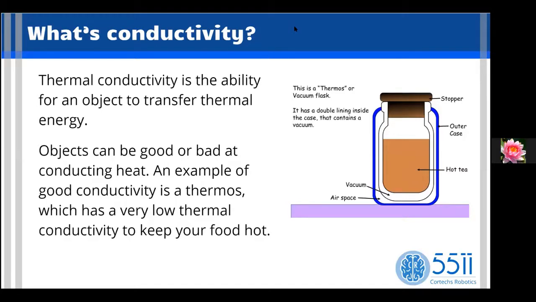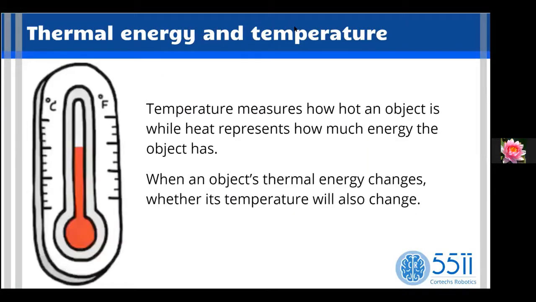An example of a household object that uses conductivity is a thermos. A thermos has a very low thermal conductivity to keep your food hot. Heat can't transfer through the thermos and stays inside the thermos. That's why the food stays hot.